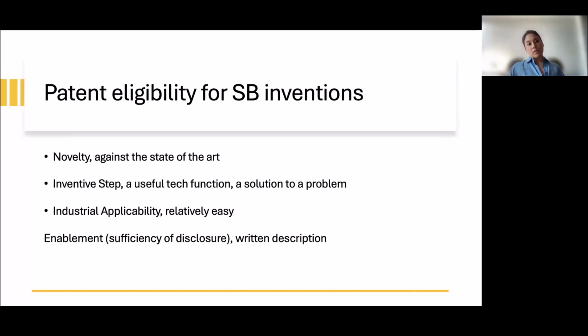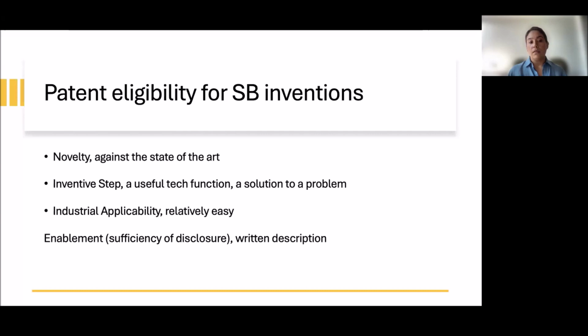When I say novelty, it's the newness of the invention against the state of the art. When you file a patent application within a patent office, a patent examiner looks at publications and relevant things for the invention within this subject. So they think if it's novel or not.